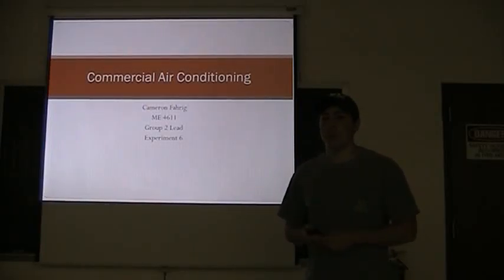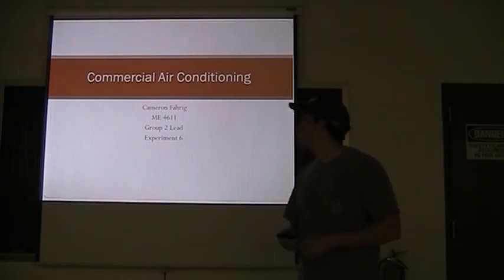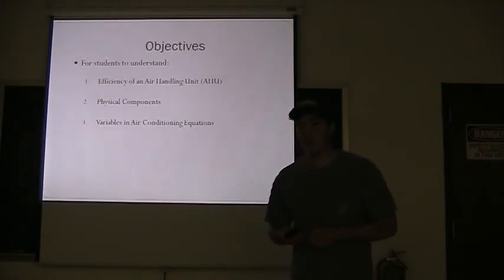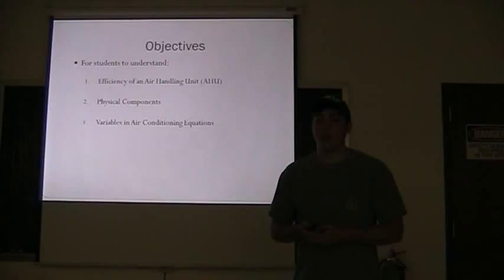My name is Fahrig, and I was the lead for Group 2 for Experiment 6, the commercial air conditioning experiment. So a little intro. In this experiment, we're going to be exposed to the equipment, controls, and programming found in commercial air conditioning. And then the experiment is going to focus on the theory and application of the variable air volume air conditioning boxes. So our objectives are for our students to understand the efficiency of an air handling unit, or AHU, the physical components of the air handling unit, and the variables in air conditioning equations.